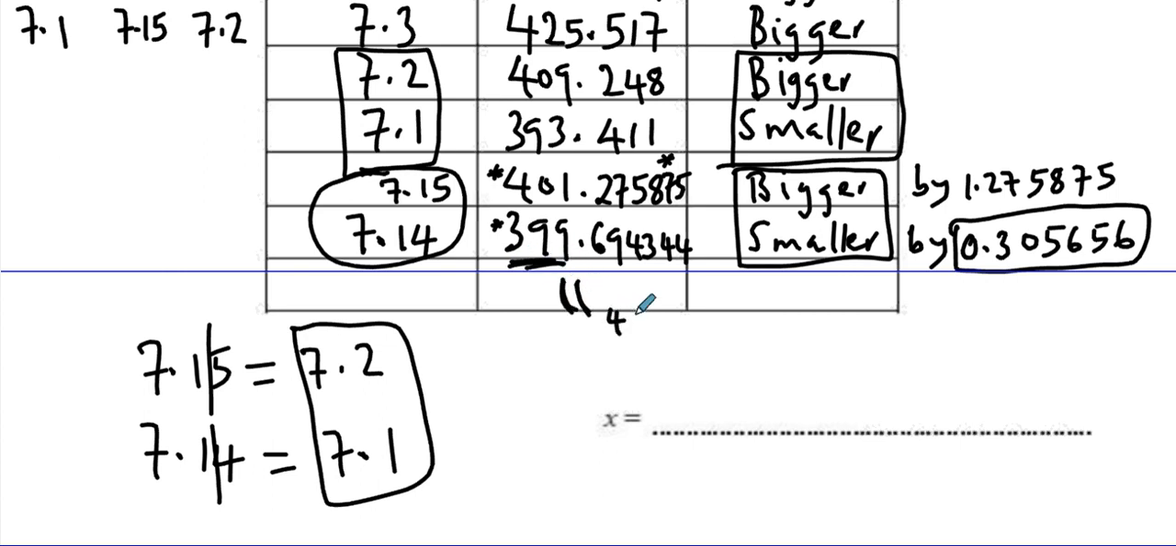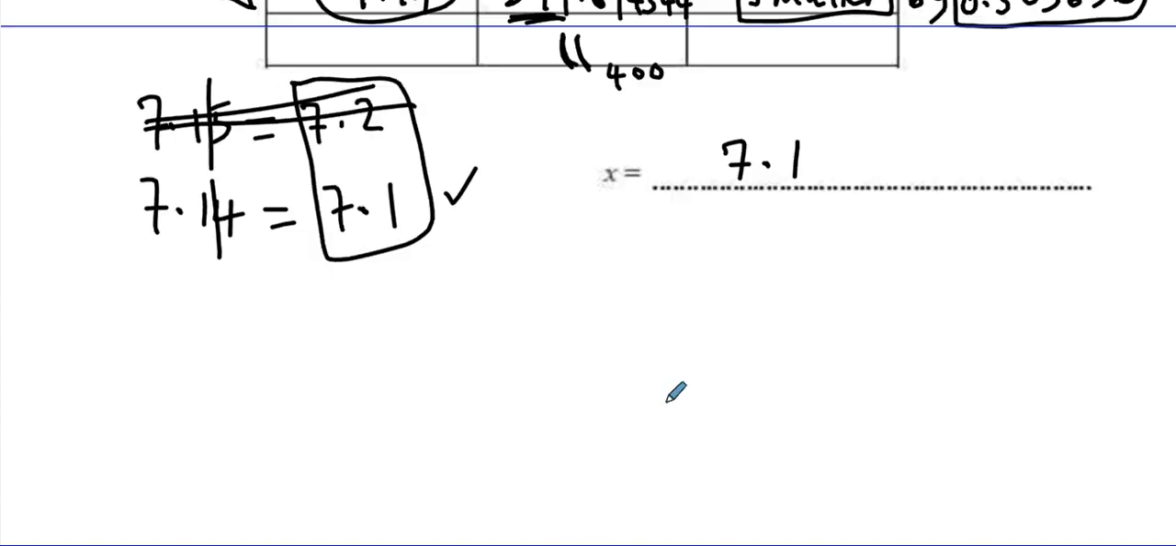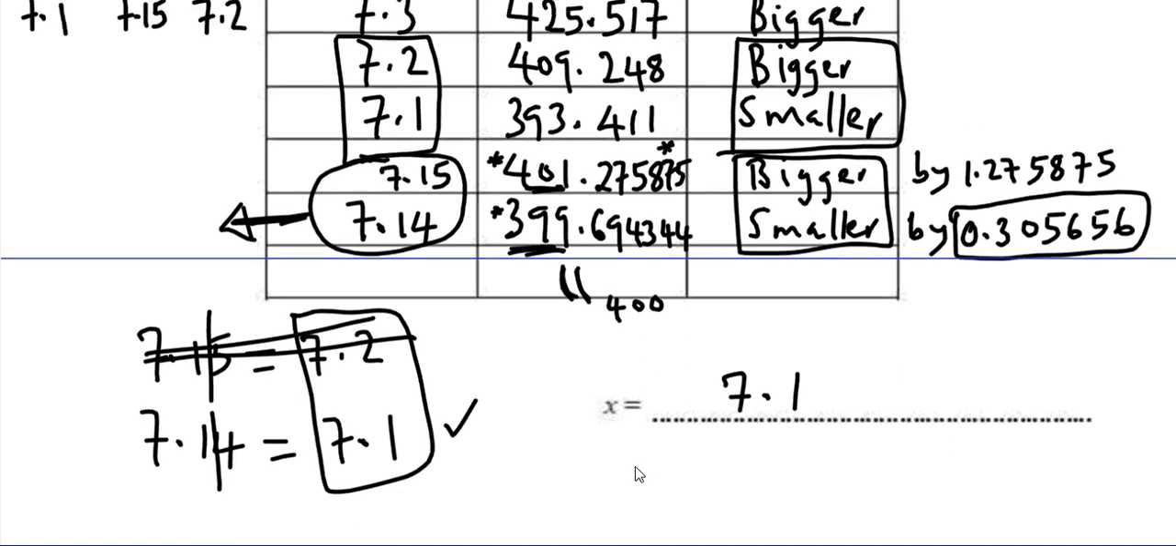So this answer is at least approaching 400 when compared with 401. So this 399 is going to be a better estimate, because it is pretty close to 400. So our answer will be 7.14, which equals 7.1 correct to 1 decimal place. I hope that helps. Then you can pause the video and take the notes. So x equals 7.1.